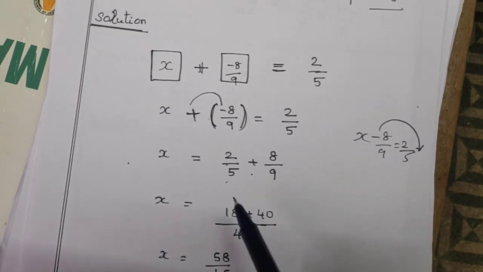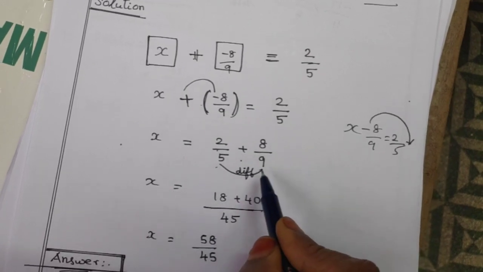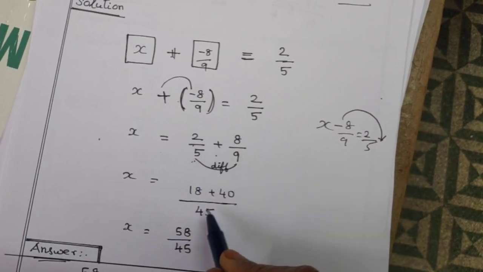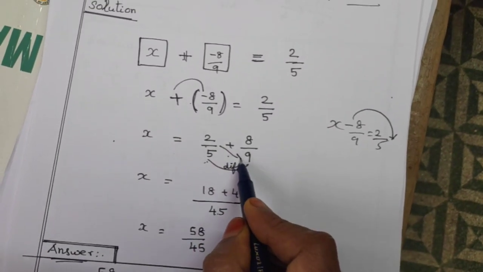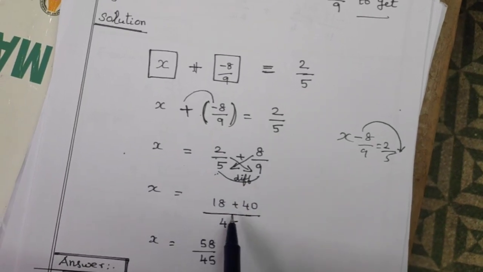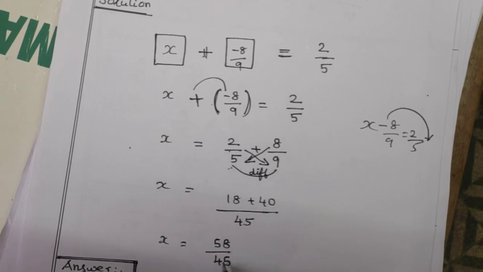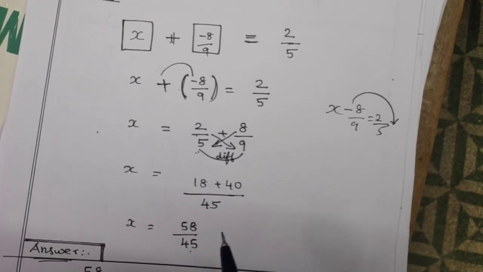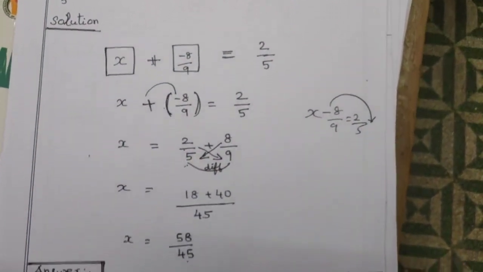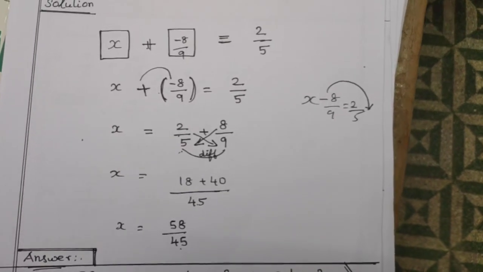X equal to, these two numbers are different numbers, so take the LCM. The easy method is cross multiplication. 9 5s are 45, 9 2s are 18, 8 5s are 40. So 18 plus 40 divided by 45. X equal to 58 by 45. Answer, 58 by 45. What should be added to minus 8 by 9 to get 2 by 5? 58 by 45.